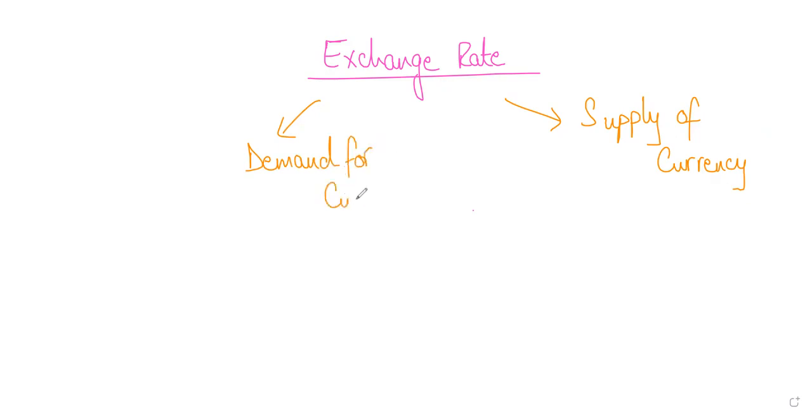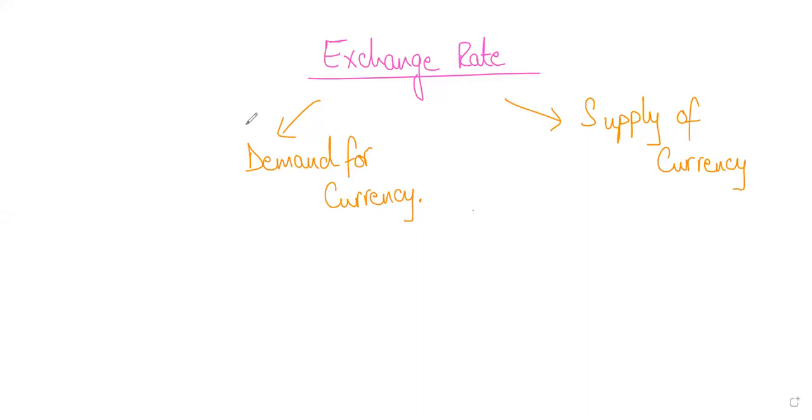Okay, now think about this. We'll come to why currency appreciates and depreciates once we are clear on how the demand for currency and the supply of currency change. Only after that will we be able to determine the appreciation and the depreciation, which is the very next part. But before that, you need to know all the factors that affect the demand for currency and all the factors that affect the supply of currency.